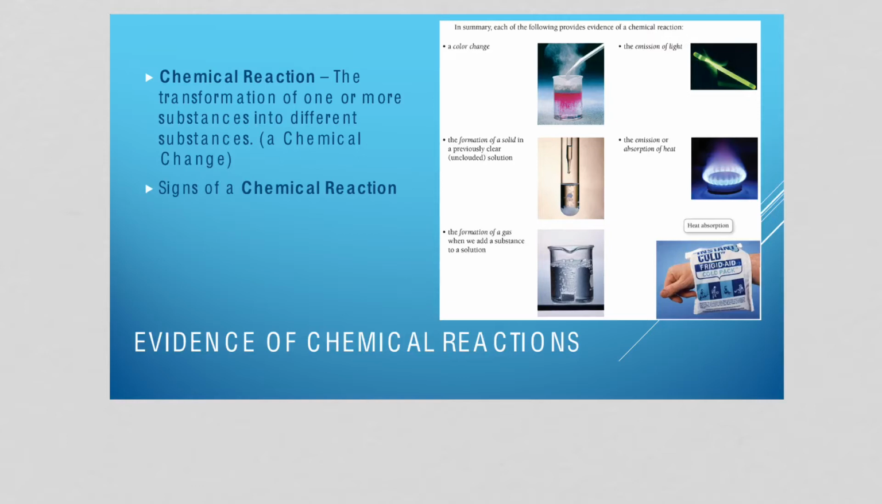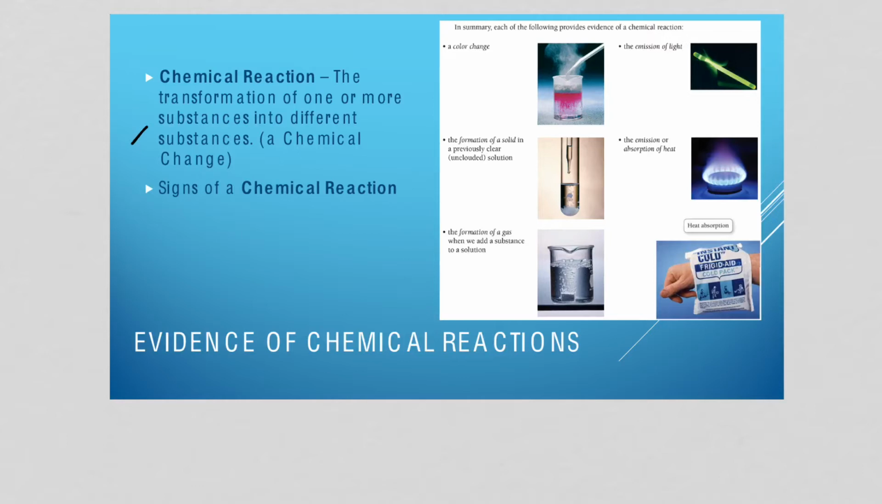So remember, when we talked about a chemical change, it was a type of change in which the type of matter that we started with changed into some other type or types of matter, right? So we had to change the composition during that chemical change. So the transformation of one or more substances into different substances, right? That's what we're looking at here.